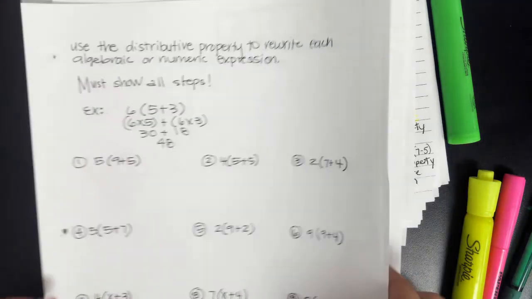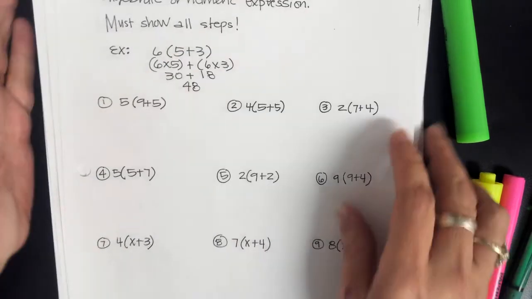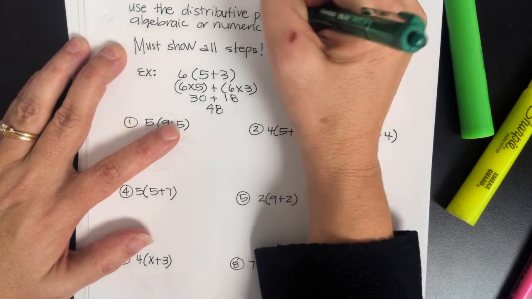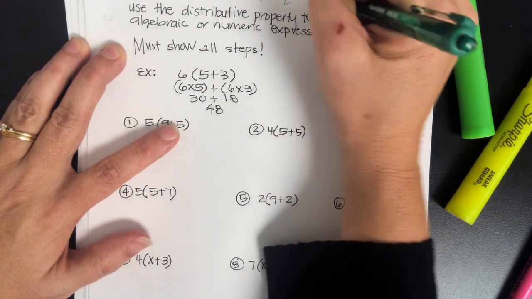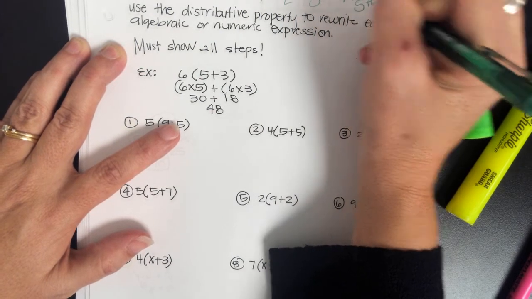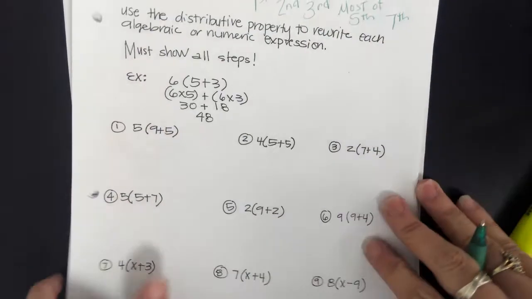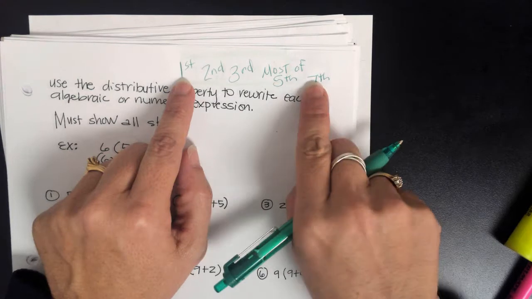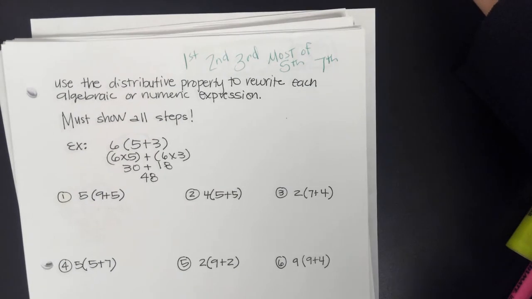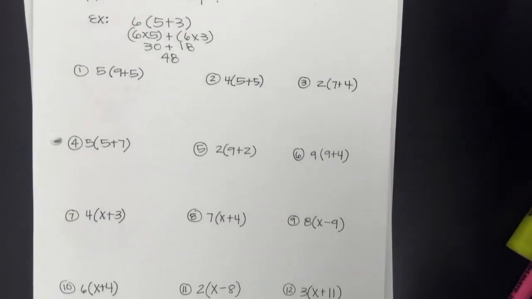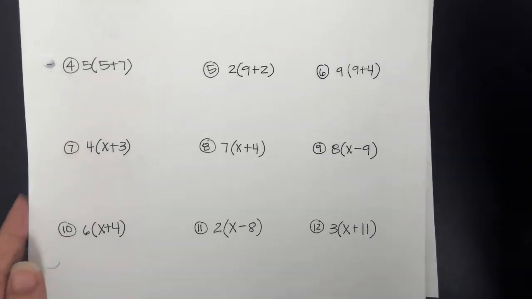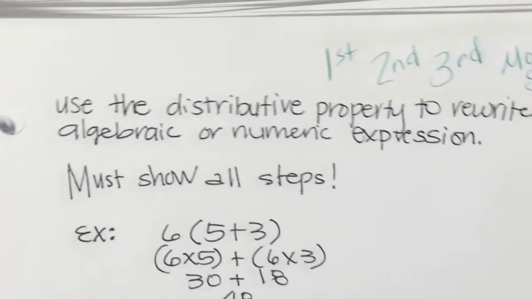So here we go. The classes that have this one are first, second, third, most of fifth, and seventh. These are the classes that have this worksheet. The worksheet looks like this. I'm showing it in case anyone's at home wondering what it is. Showing you how to do it, I'm going to do one of each section.